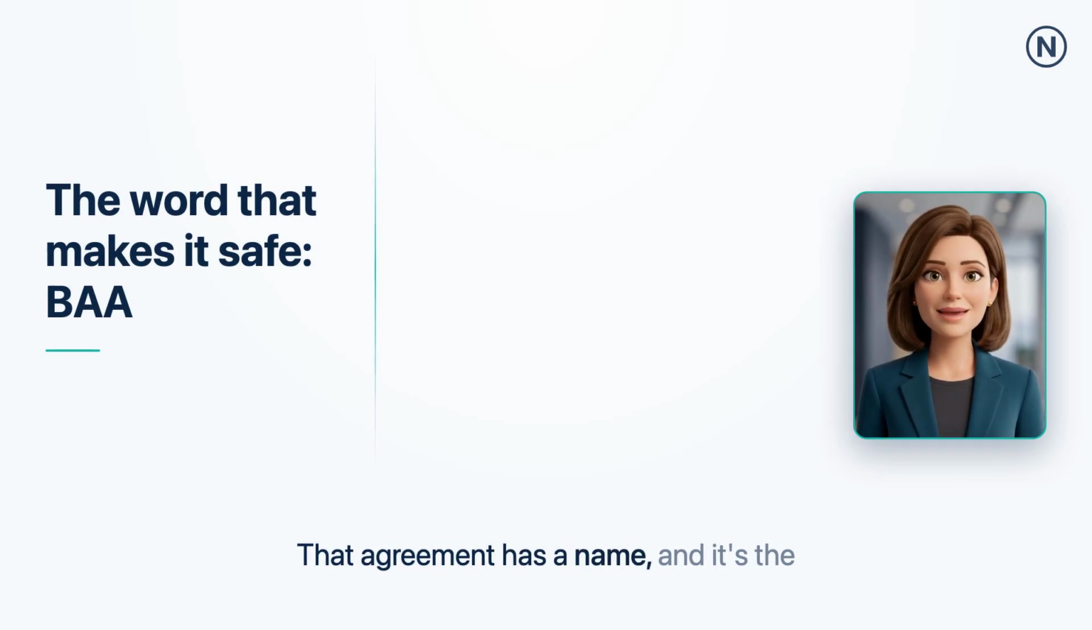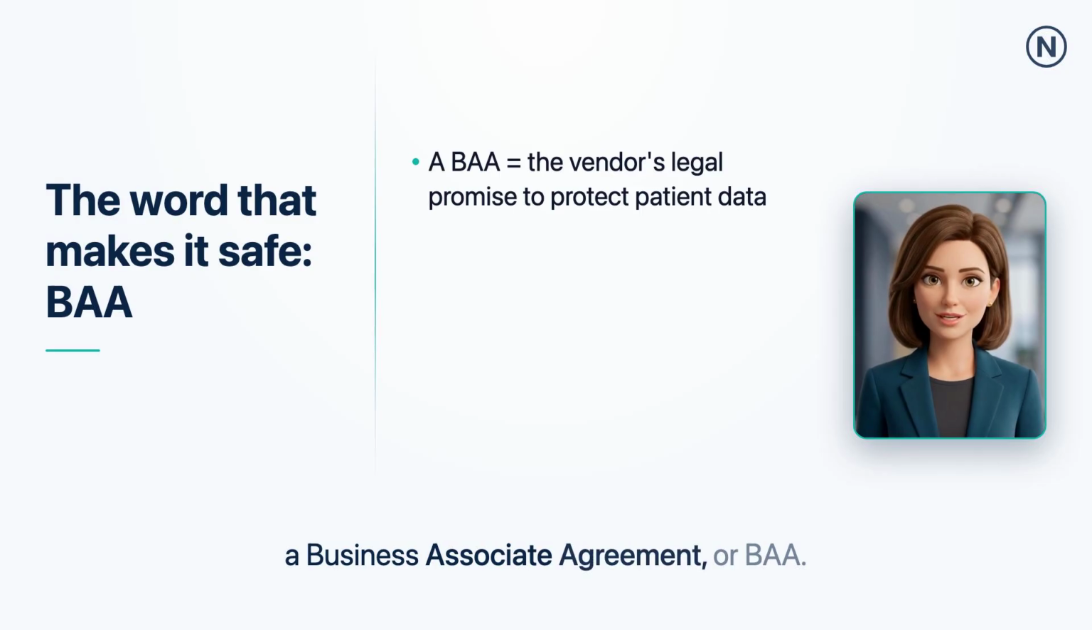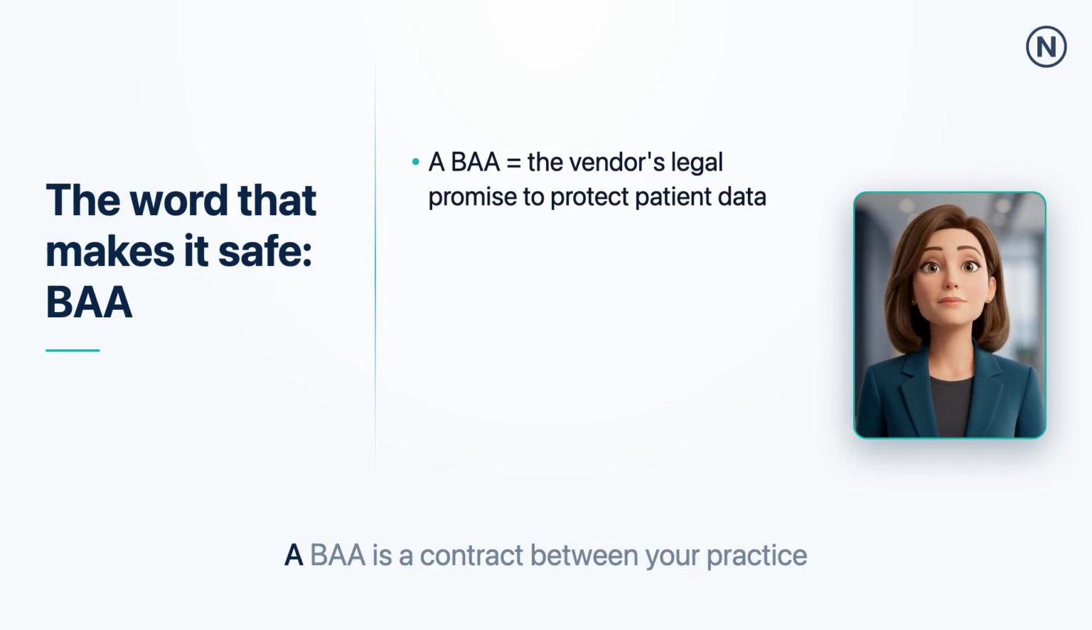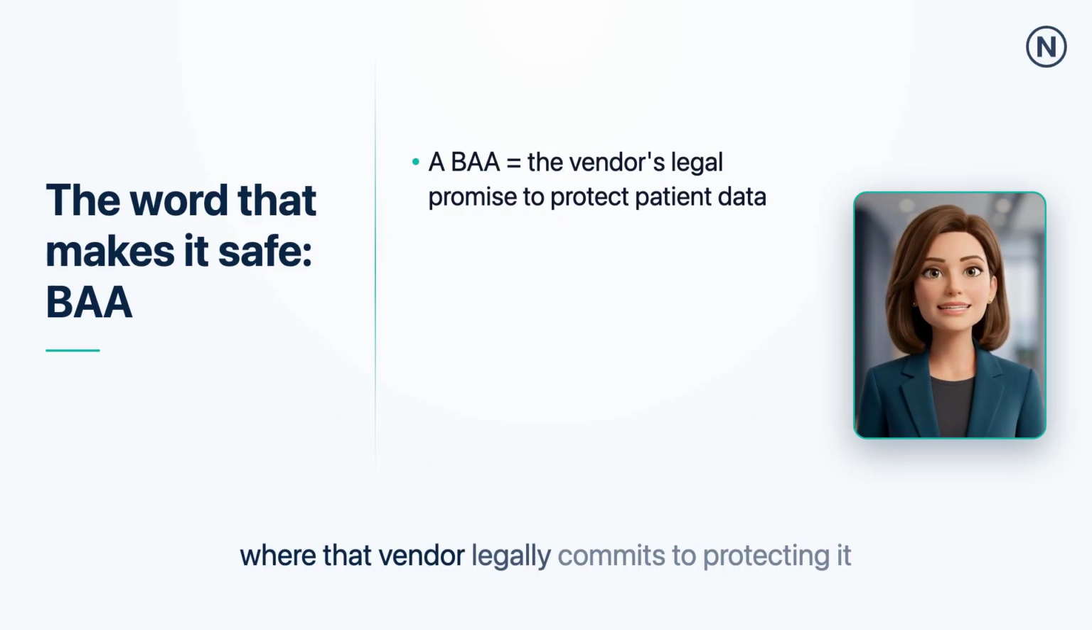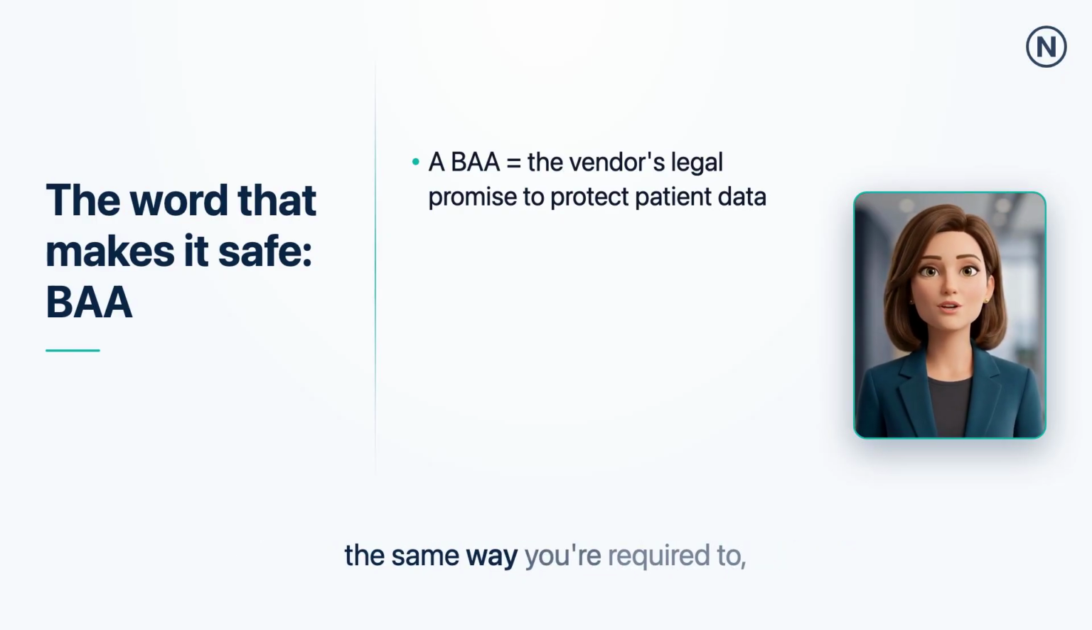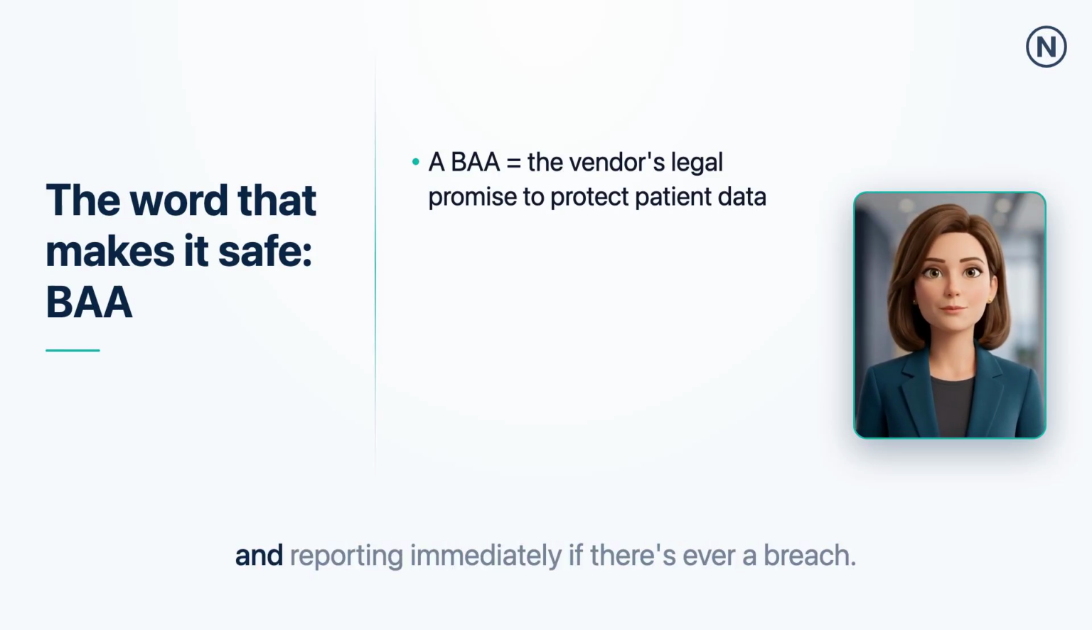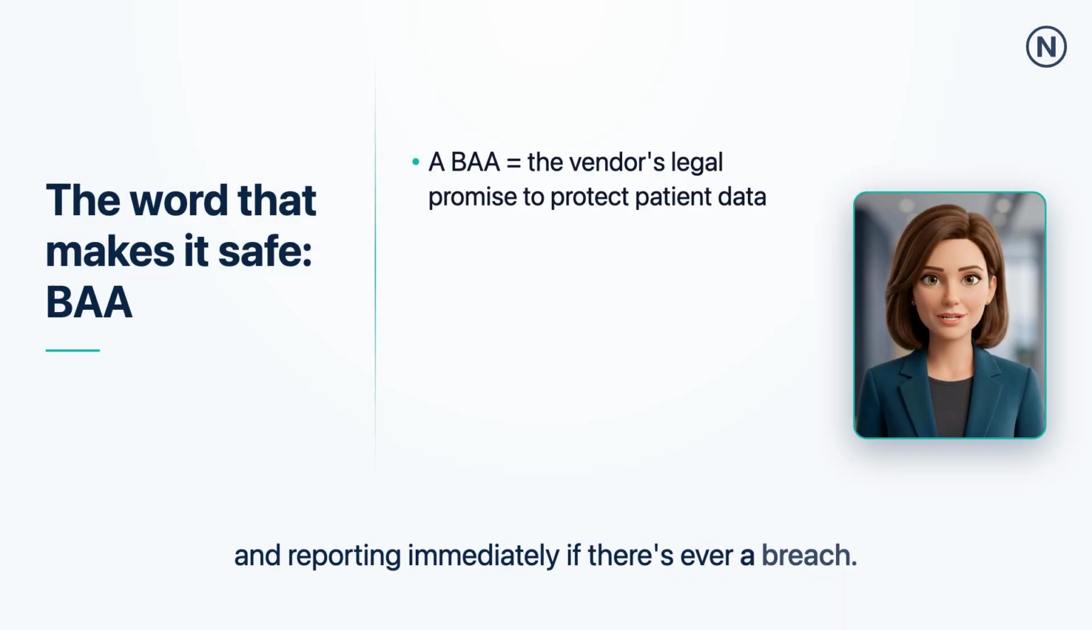That agreement has a name, and it's the most important word in this entire video, a business associate agreement, or BAA. A BAA is a contract between your practice and any vendor that touches your patient's data, where that vendor legally commits to protecting it the same way you're required to, safeguarding it, limiting how it's used, and reporting immediately if there's ever a breach.